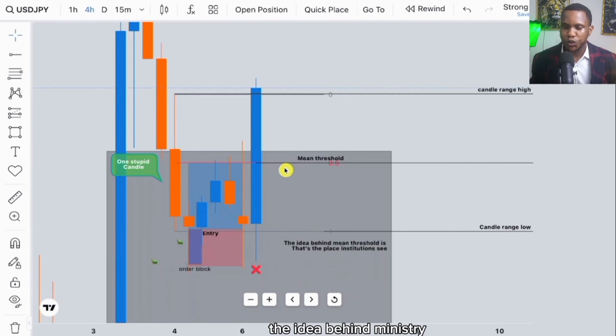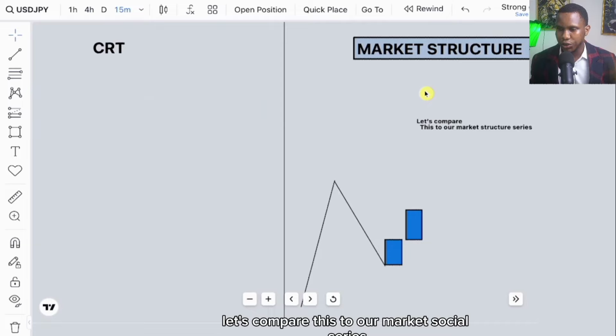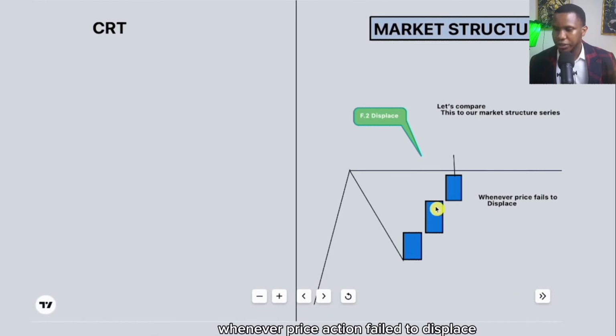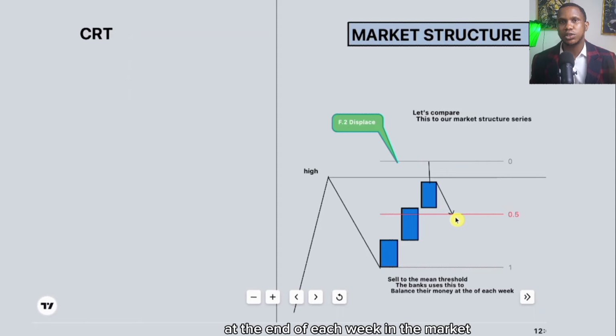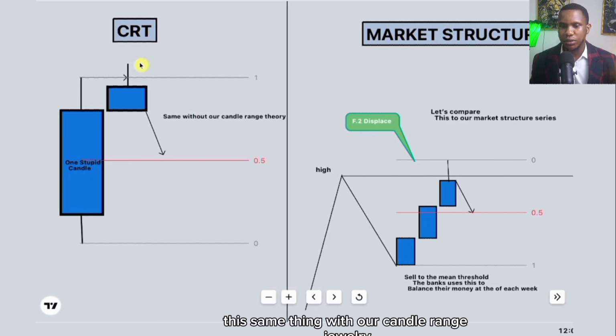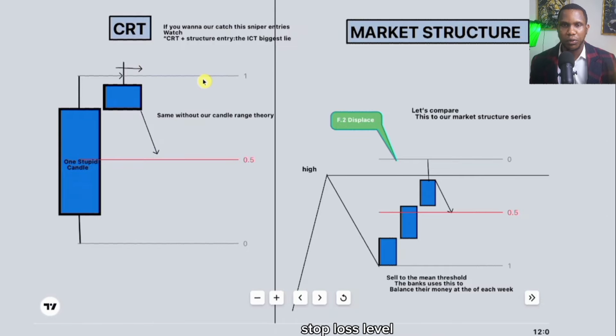The idea behind main threshold is that it is the place institutional traders see. Let's compare this to our market structure series. Can you see? Whenever price action fell to displace high, I told you guys that we are gonna be selling to the main threshold. The banks use this to balance their money at the end of each week in the market. Same thing with our candle range theory. But market has to come back to this 50% level sometimes and come to your stop loss level.